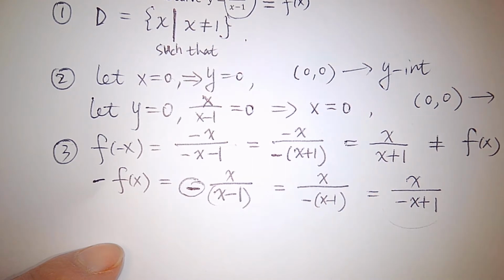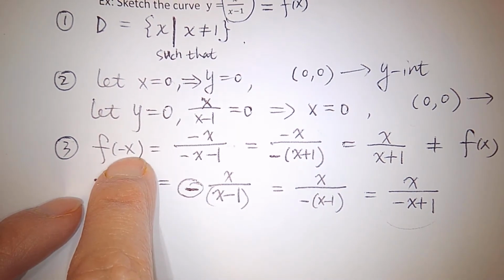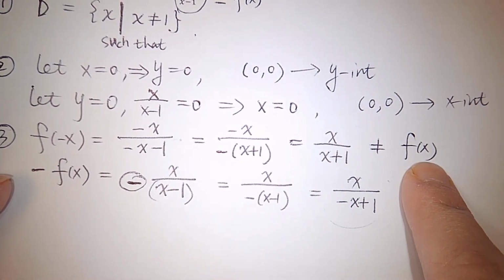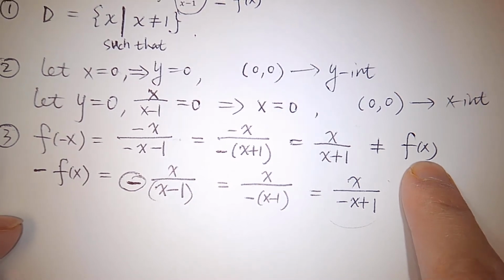Are they the same? No, okay? So that means f of negative x does not equal f of x. So the function is not even. So the graph will not be symmetric with respect to the y-axis.